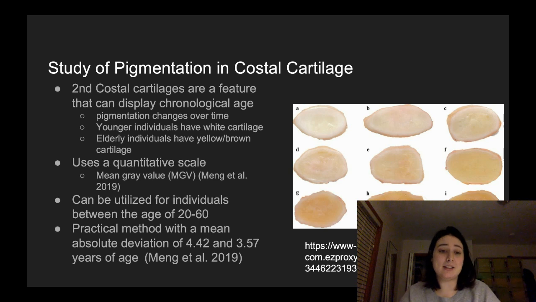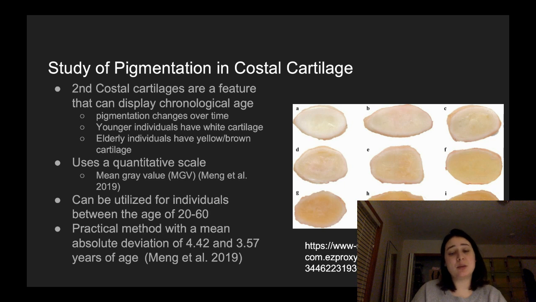Another method for analysis is the study of the pigmentation in the costal cartilage. The costal cartilage is an observable feature where the coloring does change over time as we get older. This study looked at the second costal cartilages, and you can see that in the picture. A is for a much younger individual, so the costal cartilage is white. But as people age, they do seem to go more yellow or brown.